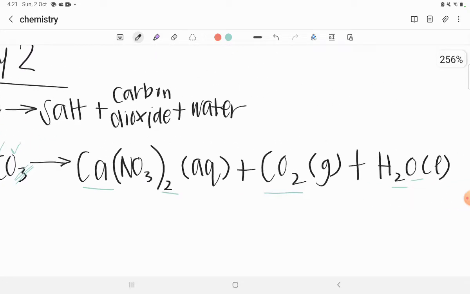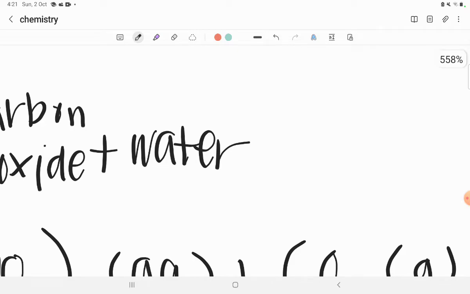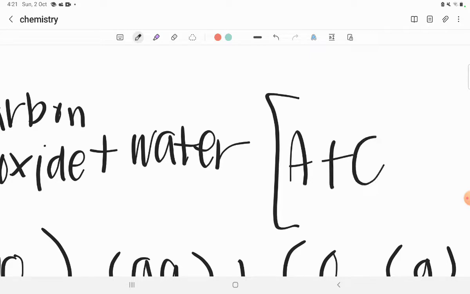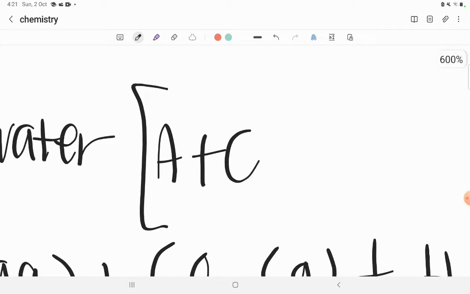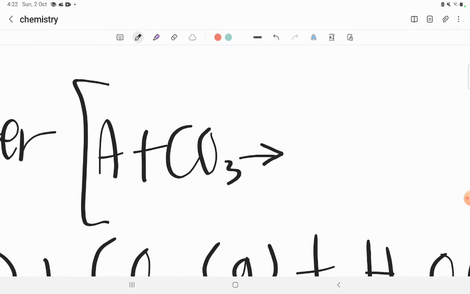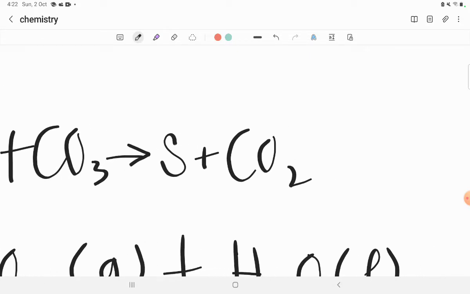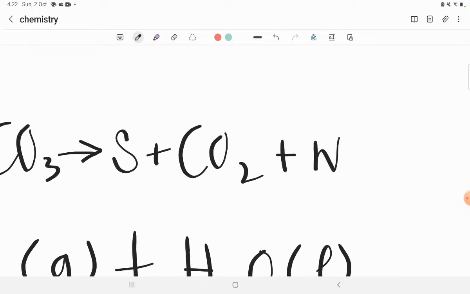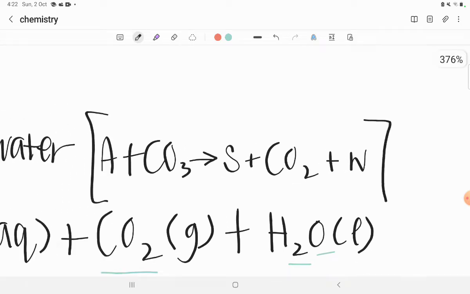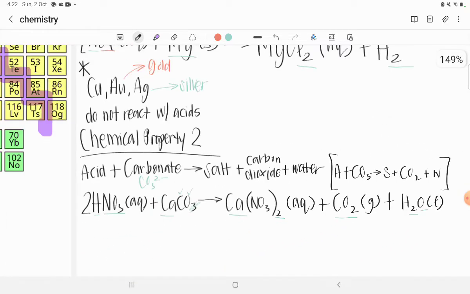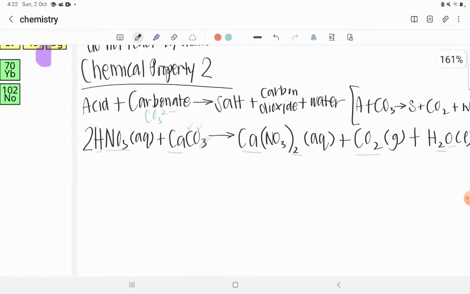How do I remember this equation? Again I shorten it. A plus C. Oh, but this time I like to add the chemical formula. A plus CO3 gives you a salt plus CO2, because that's simple to remember, and water. I put W because it's shorter than having to put H2O. Okay, so that's chemical property number 2.